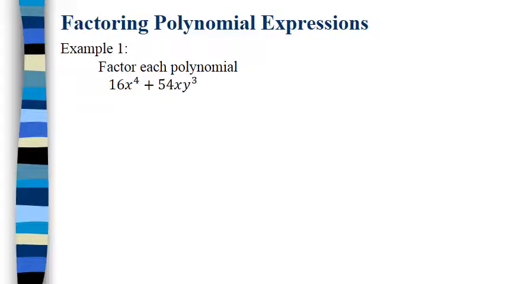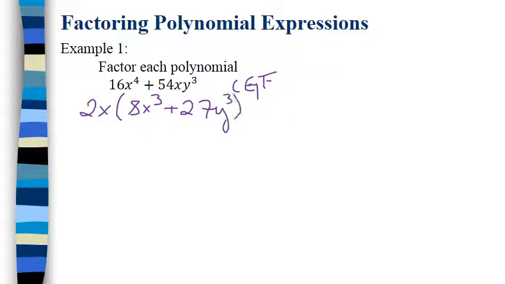Okay, so example 1, we're going to go ahead and factor. Remember, the first thing we always look for is the GCF. And we see that the GCF here is 2x. So we're going to take out a 2x, and we're left with 8x cubed plus 54 divided by 2 is 27. Take an x out, and y cubed is left over. And then we notice that this here is a sum of cubes.